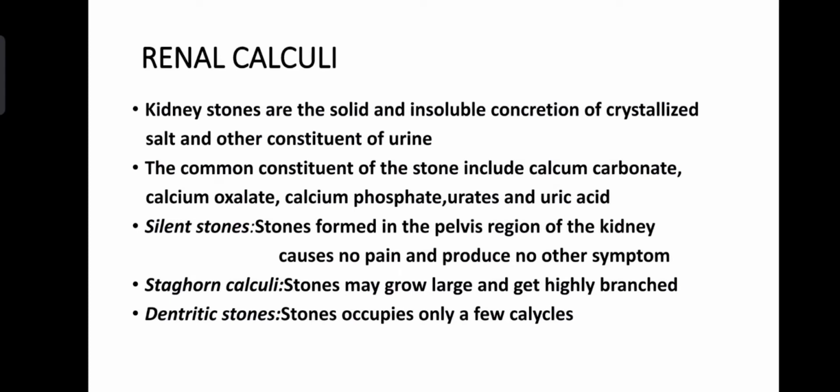Renal calculi. Kidney stones are the solid and insoluble concretions of crystallized salt and other constituents of urine. The common constituents of the stone include calcium carbonate, calcium oxalate, calcium phosphate, urates and uric acid. There are different kinds of stones. They are silent stones, staghorn calculi and dendritic stones.